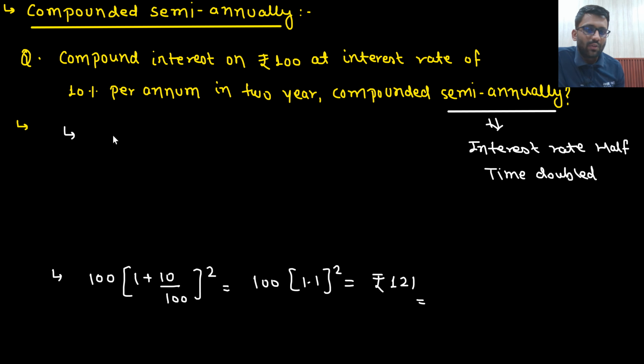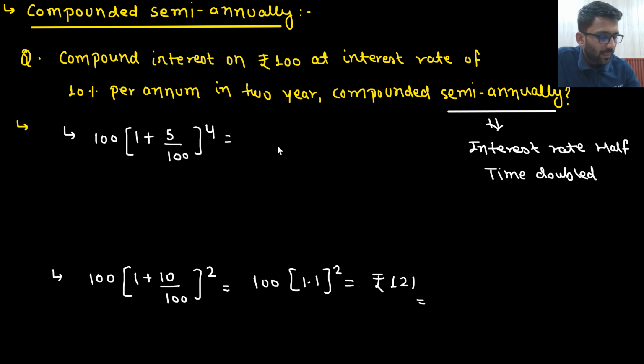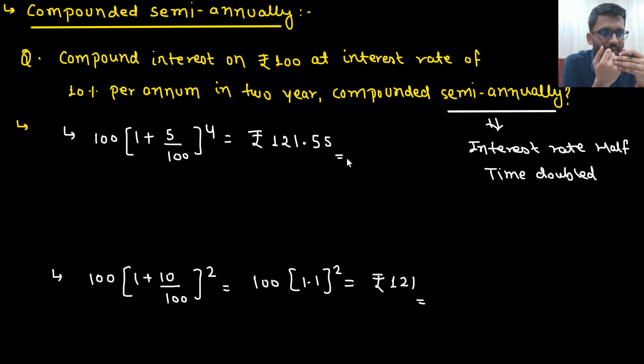So for 6 months, how will you pay? At the end of 2 years, how much will you pay? 1 plus 5 by 100 to the power 4. So 1.05 to the power 4 into 100. That is 121.55. So can you remember one thing? If it is compounded semi-annually, you will reduce the interest rate by half and increase the time by twice. Well and good. Okay, let's move towards the question now.